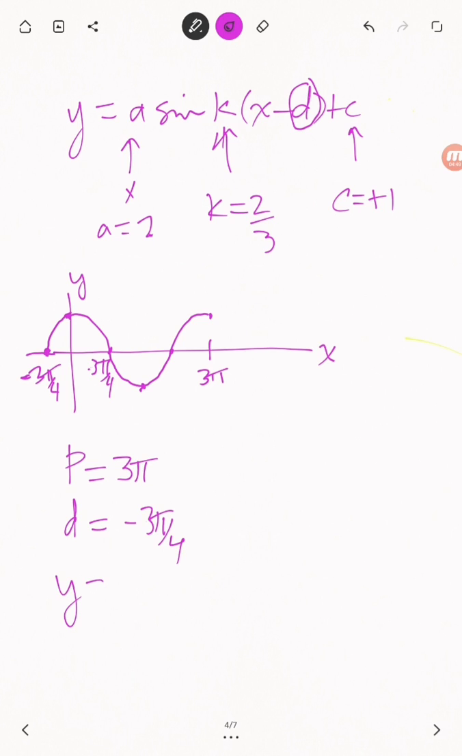And so my function becomes y equals 2 sine 2/3 x plus 3 pi over 4, because of this negative over here. It's minus negative, also because I'm shifting to the left and I need the opposite sign here, plus 1.